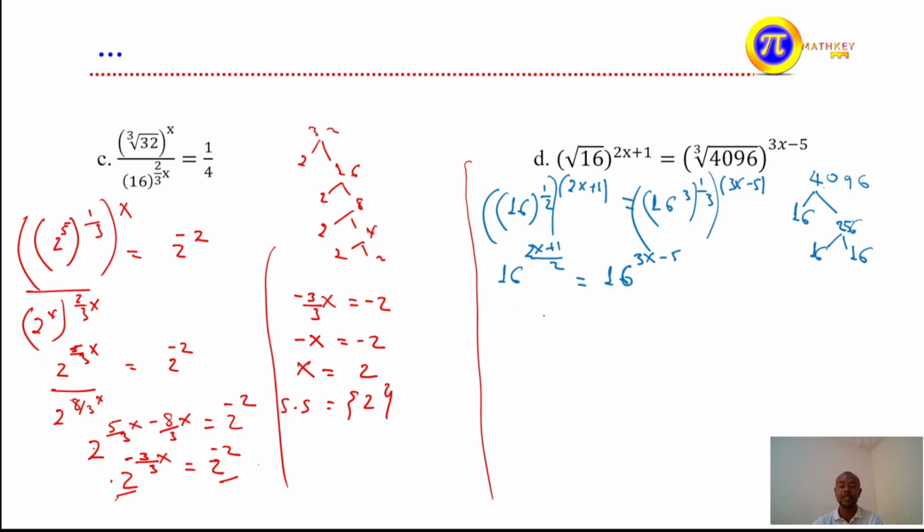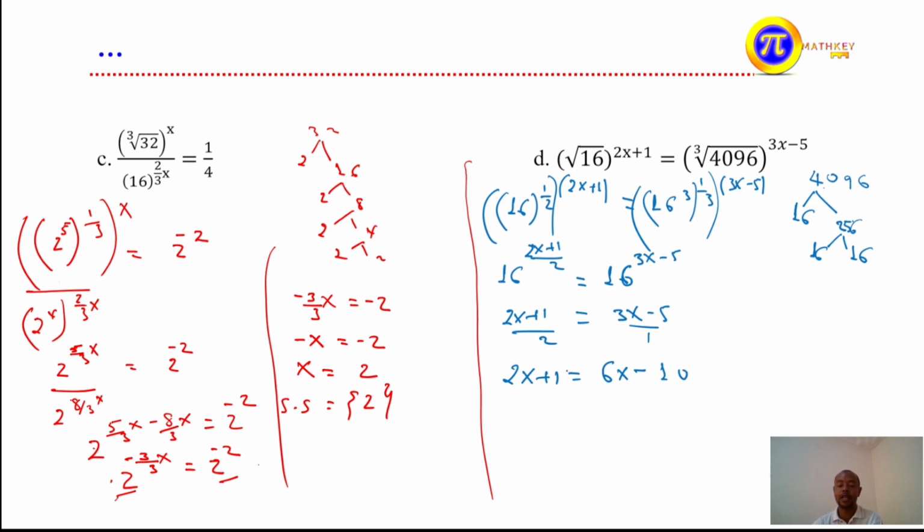Now they have the same base, so we equate the exponents. That means (2x plus 1) over 2 is equal to 3x minus 5, over 1. Cross multiply: 2x plus 1 is equal to 2 times 3x, that is 6x, and 2 times minus 5, that is minus 10.